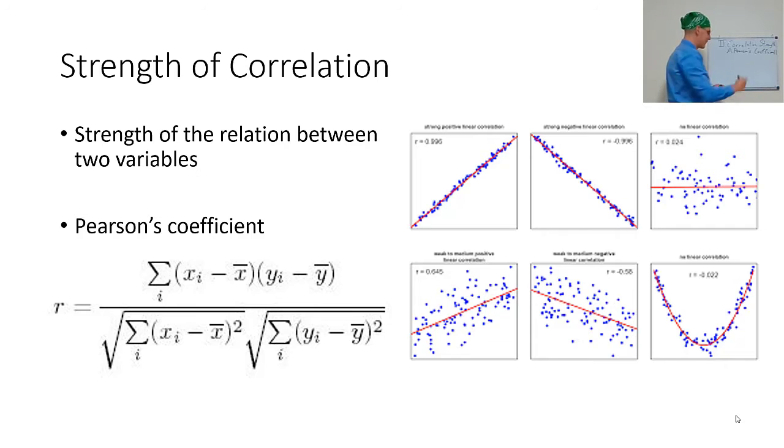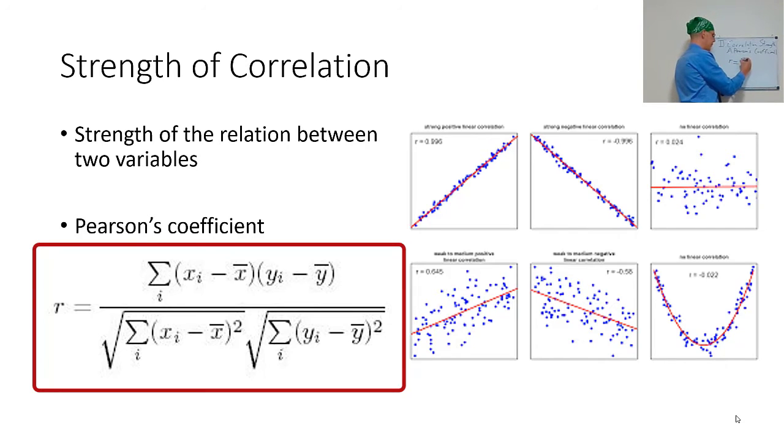And that is simply Pearson's R, which is equal to the sum over i of (x sub i minus x bar) times (y sub i minus y bar), divided by the square root of the sum over i of (x sub i minus x bar) squared, times the square root of the sum over i of (y sub i minus y bar) squared. What's all this then? Well, simple.